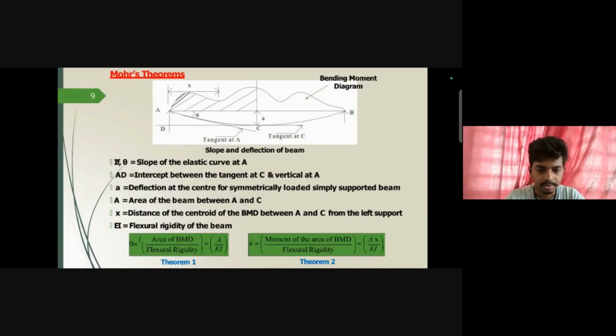In this theorem, it is said that the slope of the elastic curve is equal to the area of the BMD by flexural rigidity. And theorem 2 states that the deflection at the center of any symmetrical, for example a simply supported beam, is the moment of area of the BMD by flexural rigidity. That's what the theorem states.